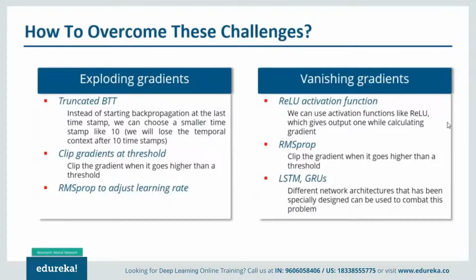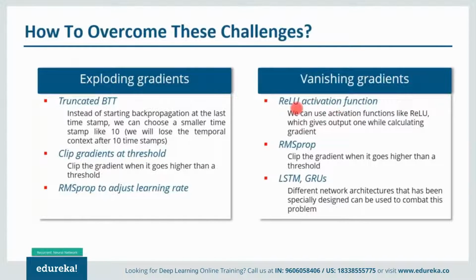Exploding gradients can be solved with the help of truncated BPTT, backpropagation through time. Instead of starting backpropagation at the last timestamp, we can choose a smaller timestamp like 10. Or we can clip the gradients at a threshold. So there can be a threshold value where we clip the gradients. And we can adjust the learning rate as well.